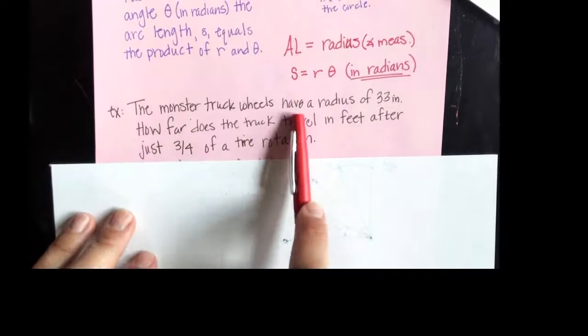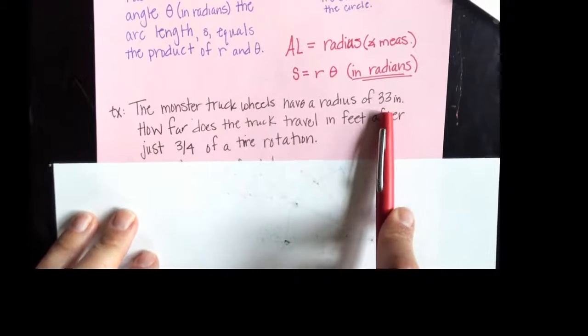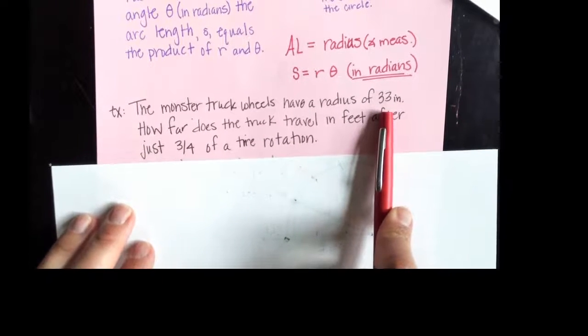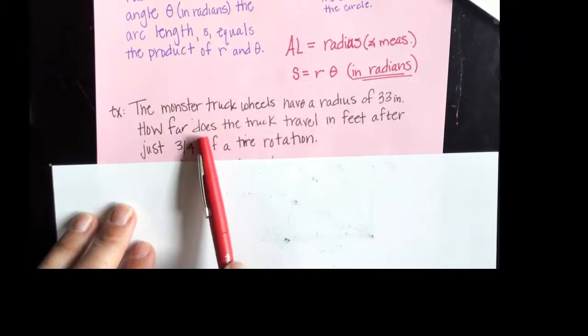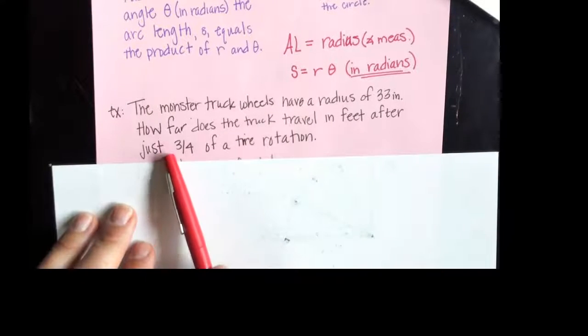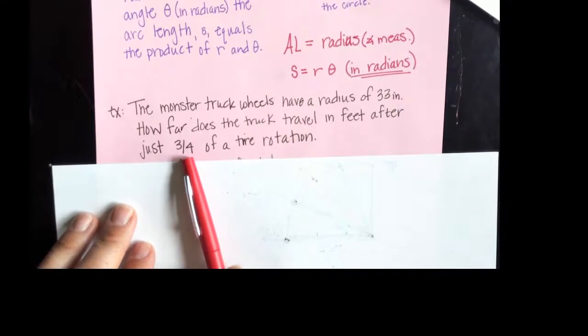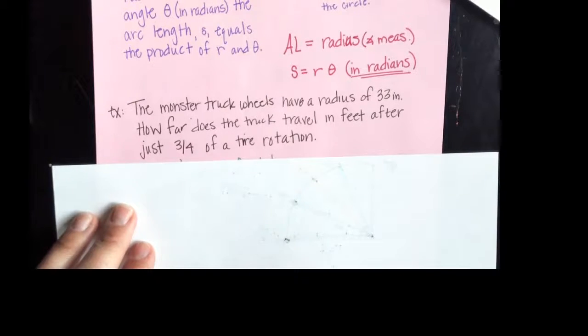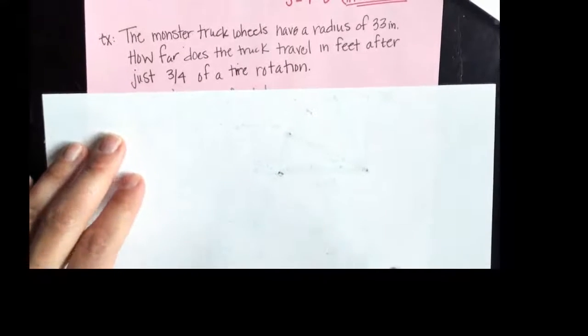But we have this monster truck, and it has a radius of 33 inches. So again, not the diameter, the radius. It says, how far does the truck travel in feet after just 3/4 of a revolution of that gigantic tire? So we're not going to go all the way around. We're just going to go 3/4 of the way around.